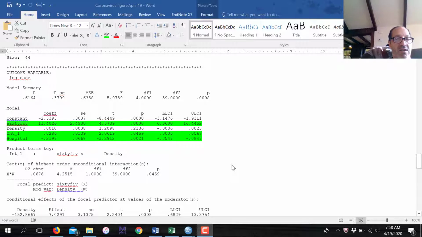So I used the World Bank data and a variety of other sources to gather hospitals per 1,000, population density, proportion of the population 65 or above, and then I also added an interaction. So an interaction test for moderation. So moderation is like when different levels of a variable influence the effect of some predictor on an outcome.